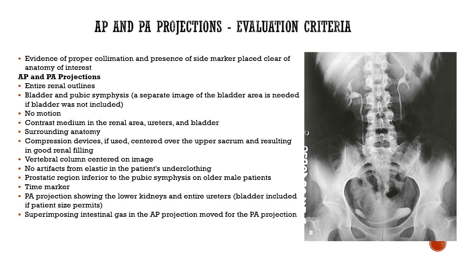The vertebral column should be centered. There should be no artifacts from the elastic in the patient's underwear. The prostatic region inferior to the pubic symphysis in older males should be shown. We should always show the time marker, and the PA projection should show the lower kidneys and the entire ureters, and we would see the superimposing intestinal gas move compared to the AP projection.